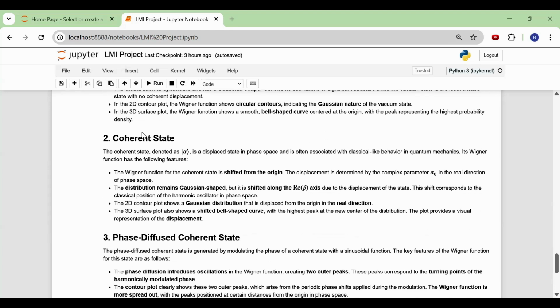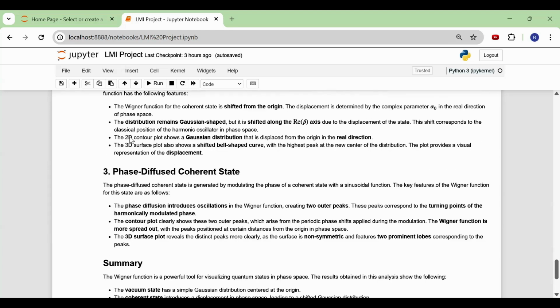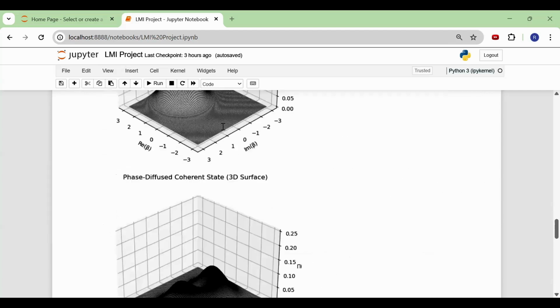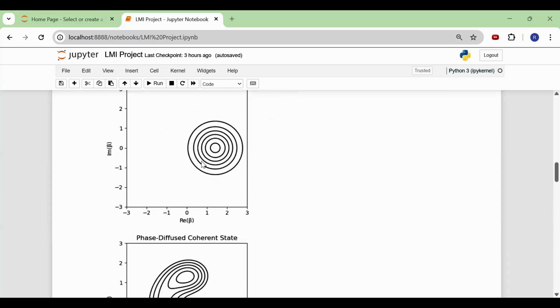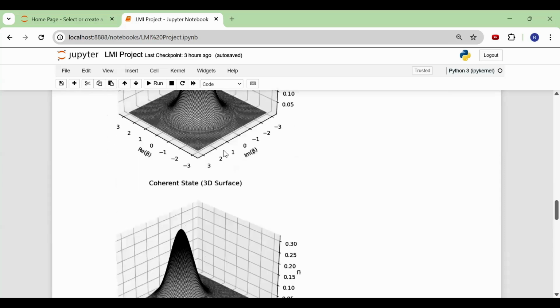So the 2D contour plot shows the Gaussian distribution. You can see in the 2D distribution plot that the state is only shifted along the real axis. It is at the origin along the imaginary axis.